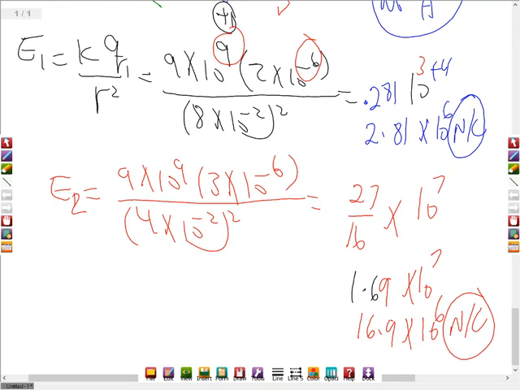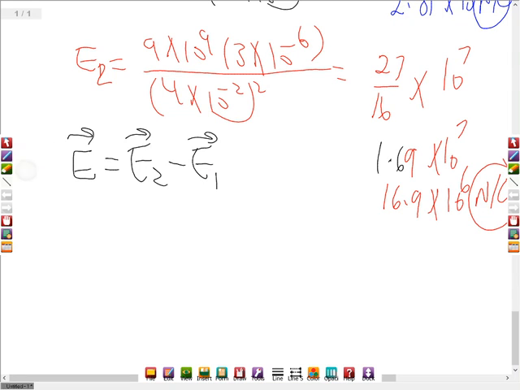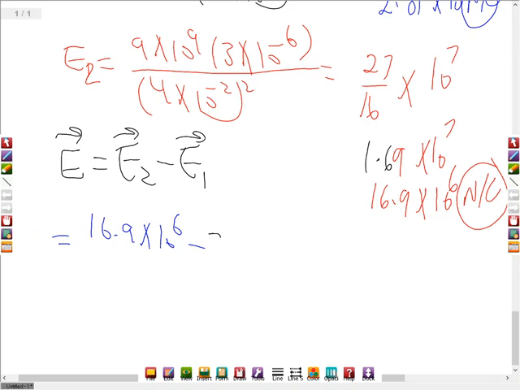Because the units are the same, right? Now, of the two, which one is bigger? E2, right? Then my final answer is E2 minus E1, directed to the left, the negative x-axis. If you plug in, 16.9 times 10 to the 6 minus 2.81 times 10 to the 6, write the answer, and to the left, negative x-axis.